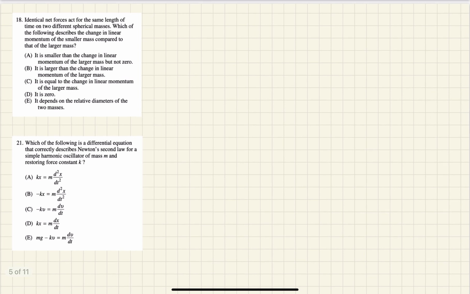All right, moving on to number 18 here. So this is more conceptual. Identical net forces act for the same length of time on two different spherical masses. Which of the following describes the change in linear momentum of the smaller mass compared to the larger mass? So we have a smaller mass, a larger mass, same force, same time. What is the change in linear momentum?